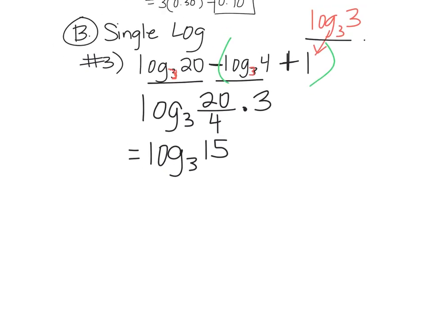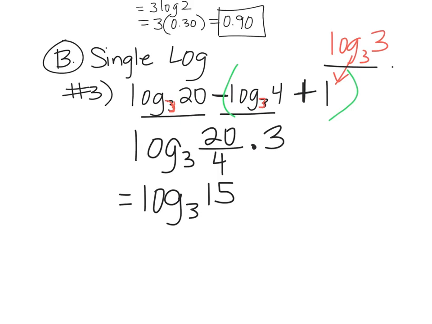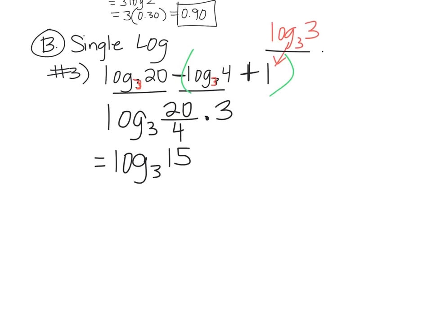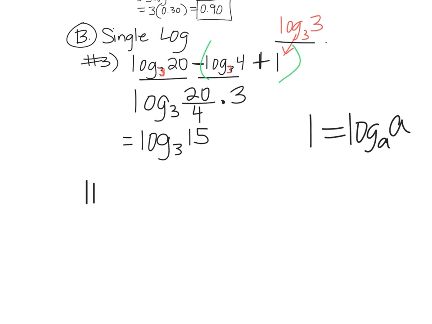Wait, so why does 1 equal log base 3? Because 3 to the what equals 3? Oh, okay. Yeah. So 1 is always log base A of A. Log base A of A is always 1. So no matter what it is, log base 4, log base 5, log base 6, log base 6 of 6 is 1. All right, number 4.